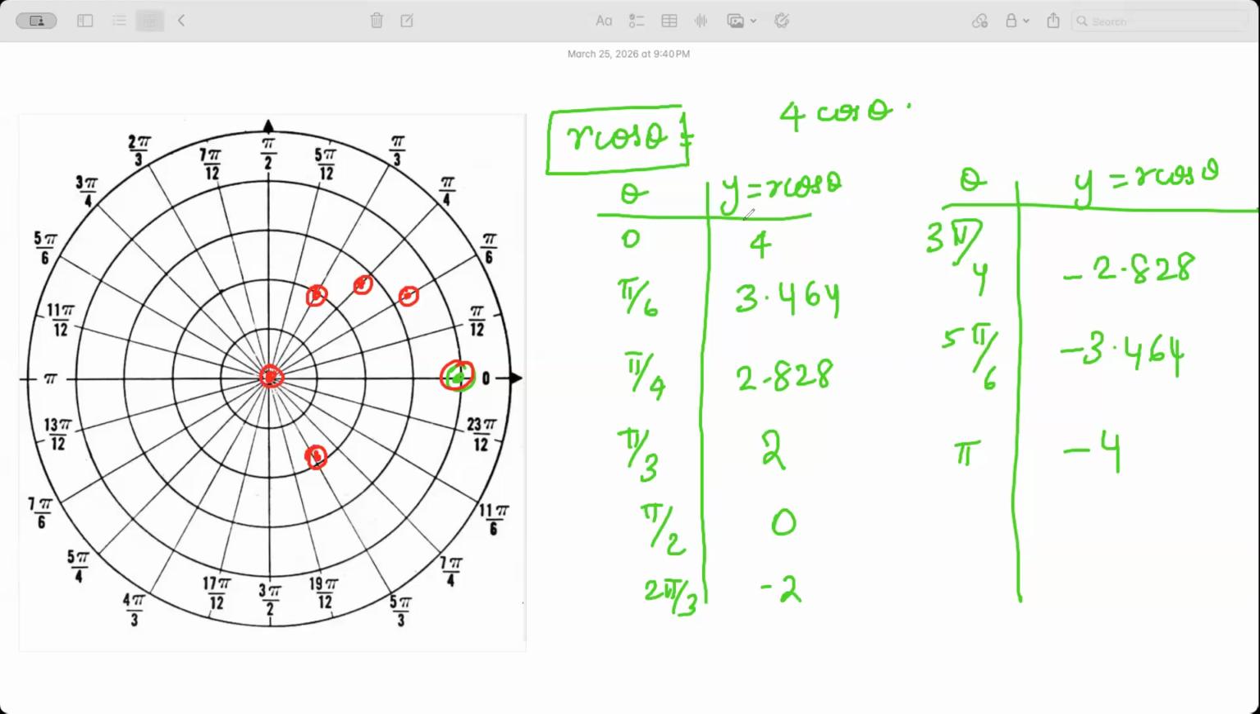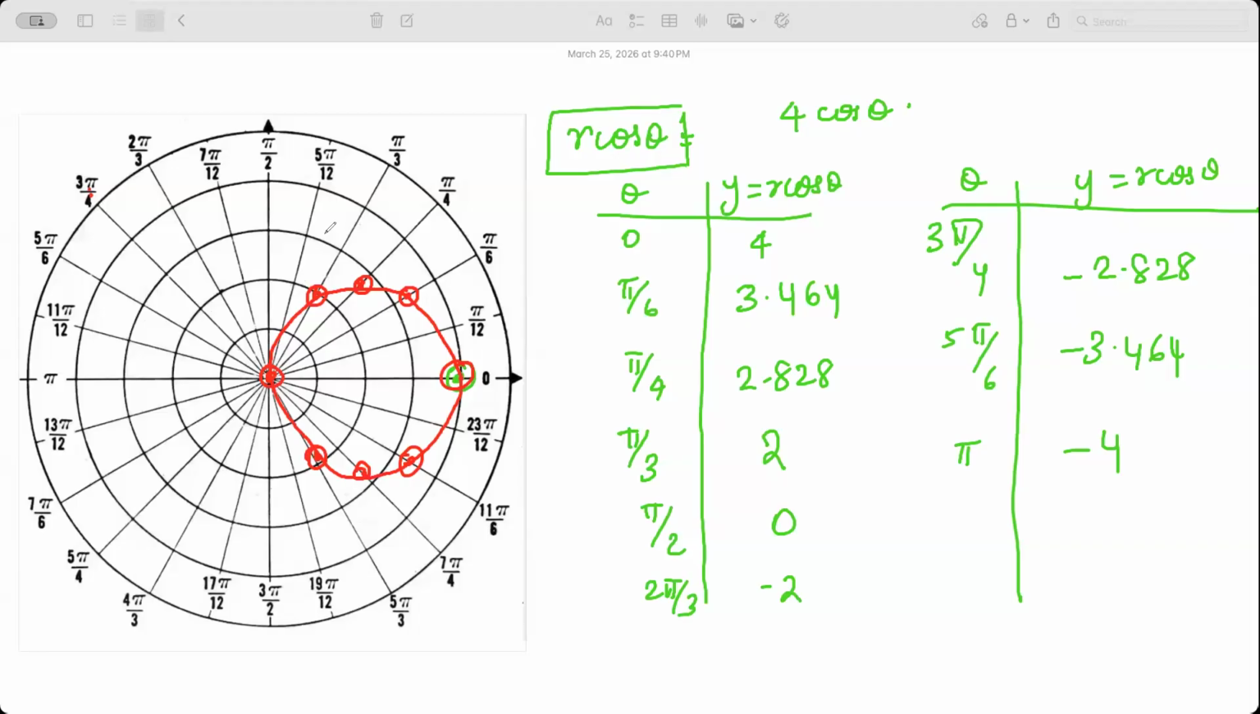And then 3 pi by 4. For 3 pi by 4, when you think about it, it's minus 2.828, somewhere here. And then minus 3.464 for 5 pi by 6. Guys, that should be a little before. Does that make sense, guys? So we started from here and went here, here, here, here. Am I making sense?